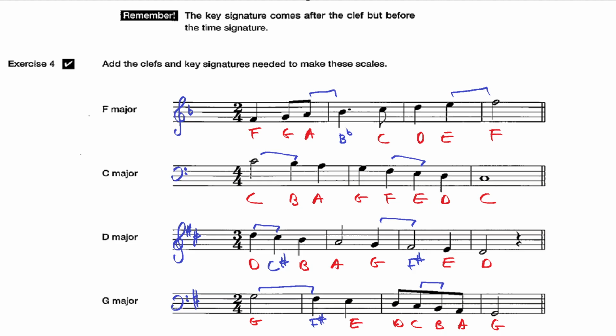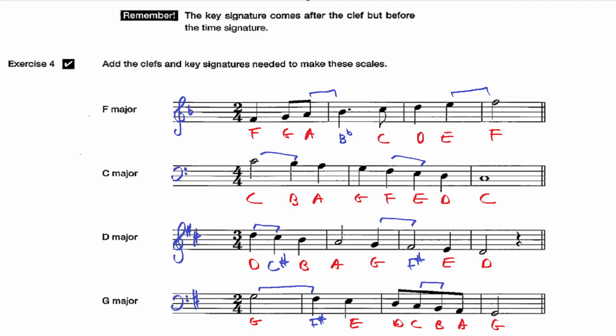And they all sound like major scales. They've got different rhythms. If you want to hear them, they sound like this. So the F major one goes like this: 1, 2, 1, 2. Fa, sol, la, te, do, re, mi, fa.